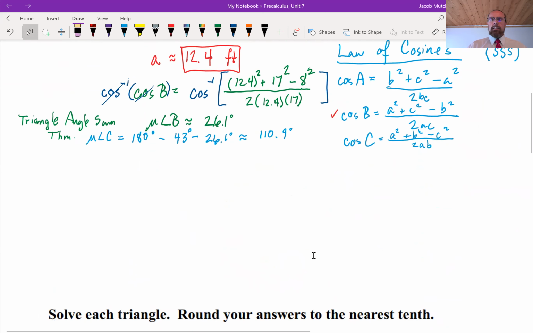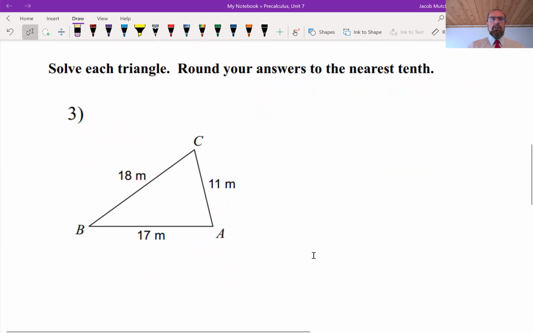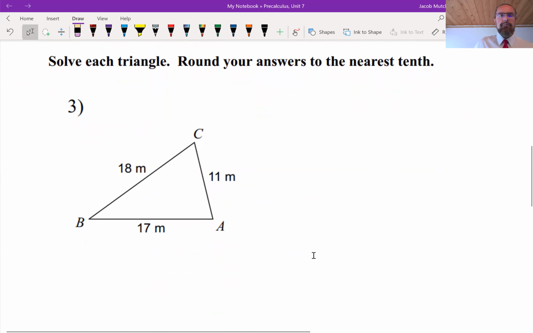Let's take a look at a second example in which our triangle does not have any angles given. This is triangle ABC with side lengths 11, 17, and 18. If I mark those for their side labels, this is vertex A on the right. So the side opposite is side A. So it's got the length of 18 meters. Side B is 11 meters in length. And side C is 17 meters in measure.